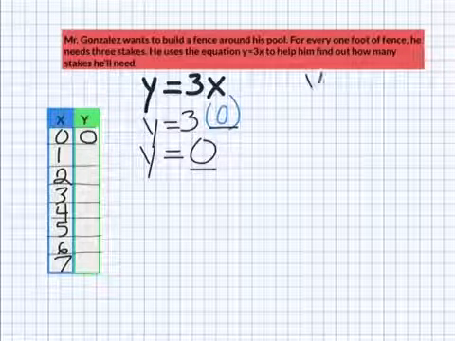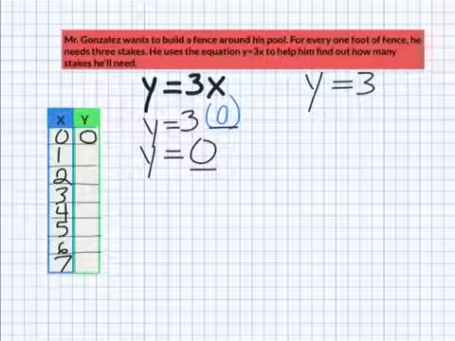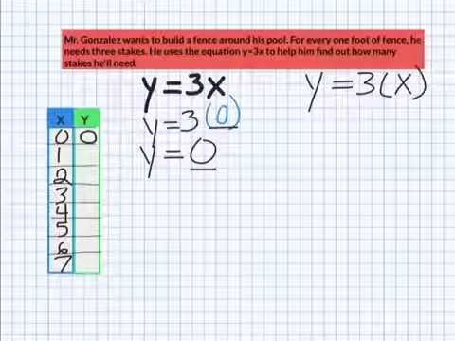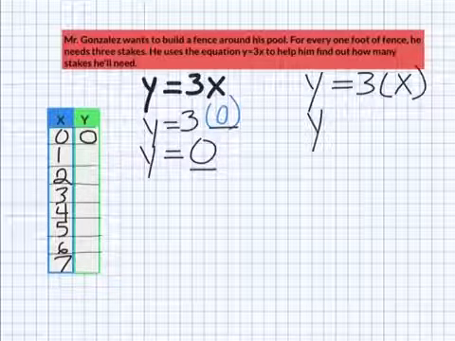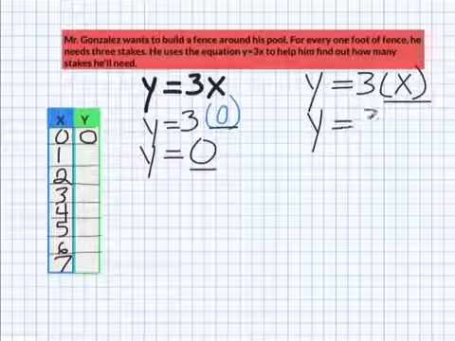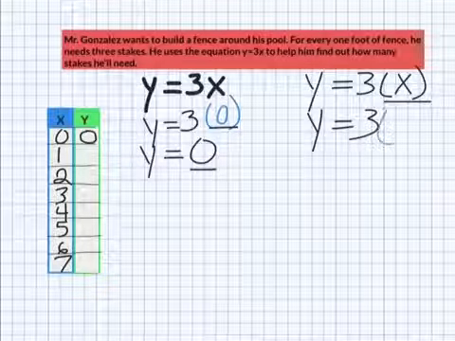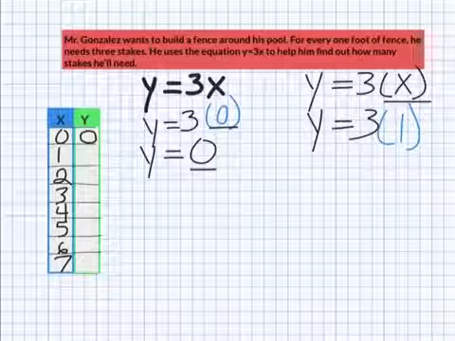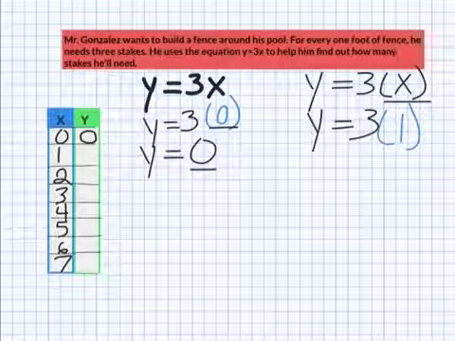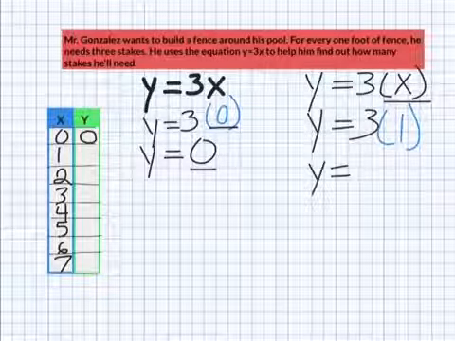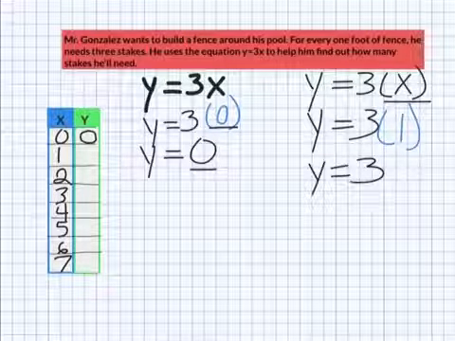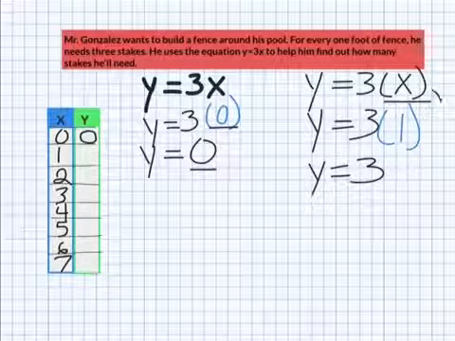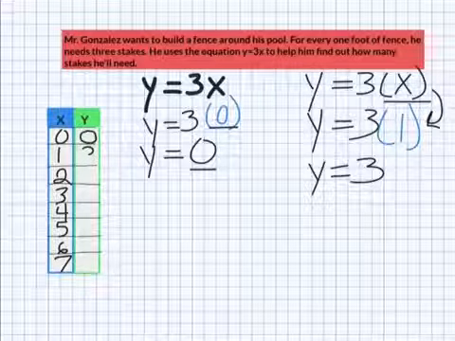Okay, but what about when x is equal to 1? Let's figure out what that will be. So let's turn this x into 1. So we're going to put 1 inside our parentheses, and we know we have a number inside parentheses and there's another number touching it, we need to multiply. So 3 times 1, y will be equal to 3. So when x is equal to 1, y is equal to 3.